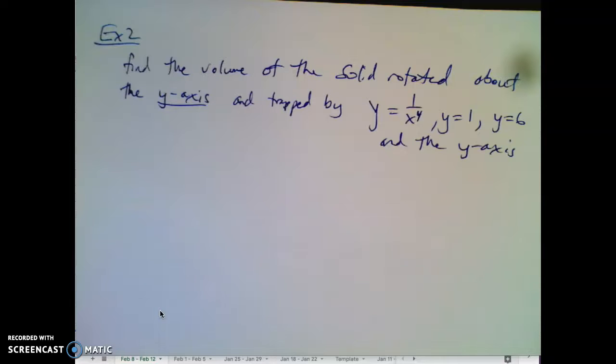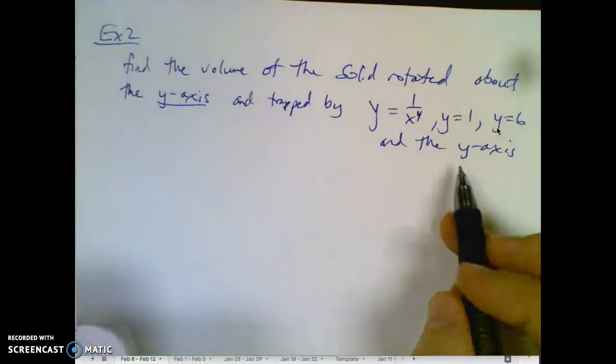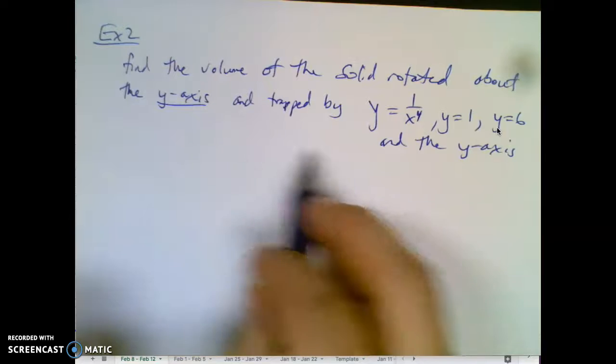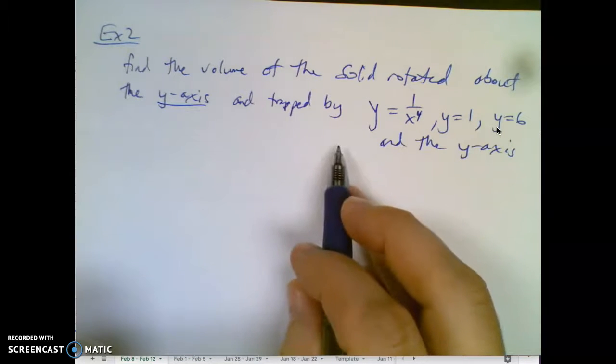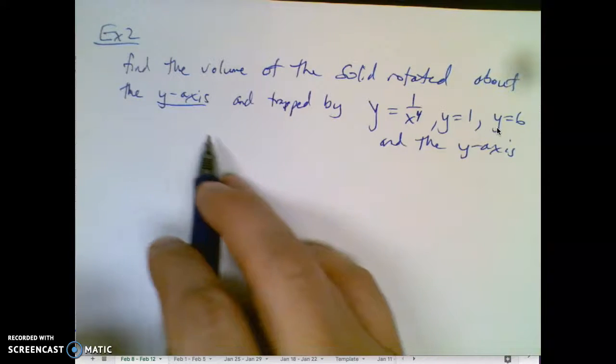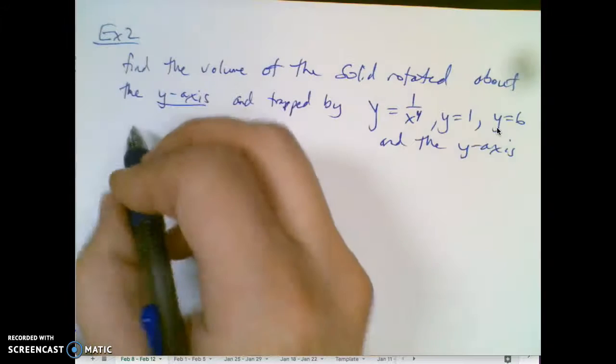Okay, so here's our next problem. Find the volume of the solid rotated about the y-axis and trapped by y equals 1 over x to the fourth, y equals 1, and y equals 6. So, first thing we're going to do is take this guy and draw a picture.